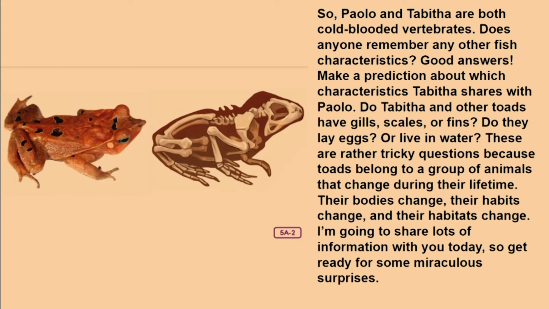Make a prediction about which characteristics Tabitha shares with Paolo. Do Tabitha and other toads have gills, scales, or fins? Do they lay eggs or live in water? These are rather tricky questions because toads belong to a group of animals that change during their lifetime. Their bodies change, their habits change, and their habitats change. I'm going to share lots of information with you today, so get ready for some miraculous surprises.